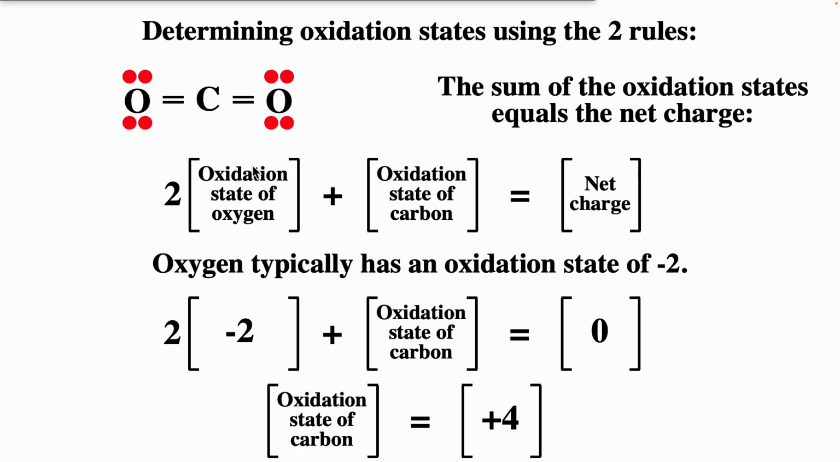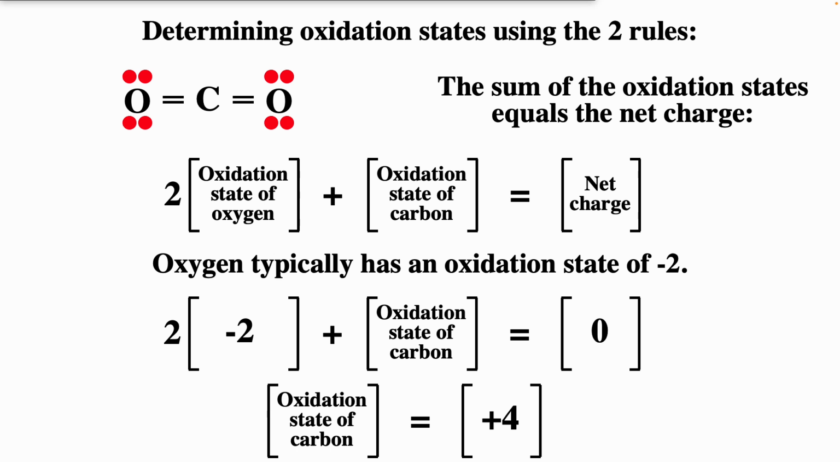So this is how we use the two rules. The sum of the oxidation states equals net charge. If you have 2 oxygen, you have to multiply the oxidation state of oxygen by 2. We're confident of oxygen. Remember, we can be confident of fluorine, oxygen, hydrogen, the alkali metals, and the alkaline earths. Carbon can have oxidation state of +4 through -4, and so we're not sure what it's at. And so we use the oxidation state of oxygen and the net charge to actually determine the oxidation state of carbon. And so the two rules are much faster than using the Lewis diagram.